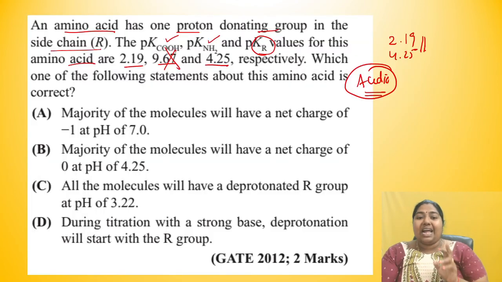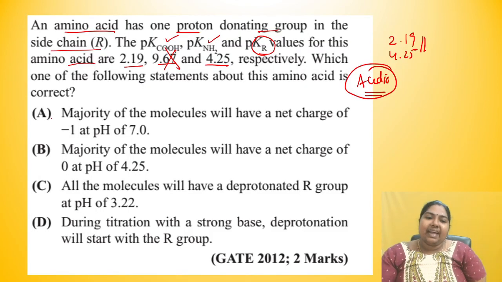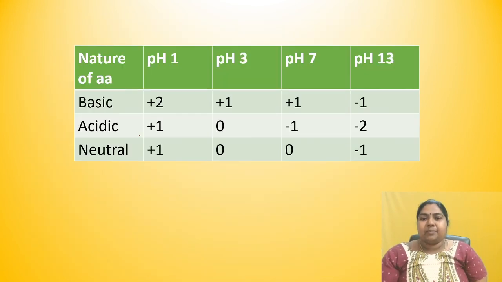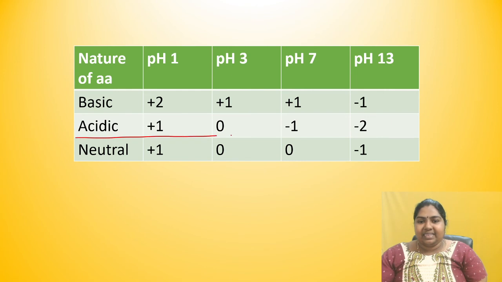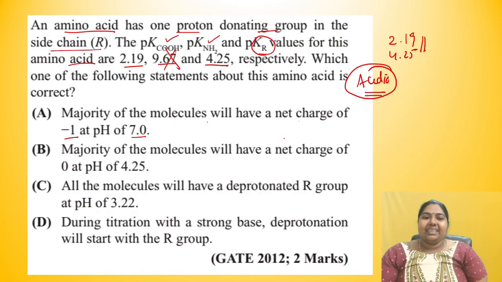The value for acidic. Now they say that the majority of the molecules will have the net charge of -1 at pH 7. Check the table for acidic, pH 7. This is going to be for the pH 7. So what is that? It is becoming -1. Yes, absolutely, this is a correct value.